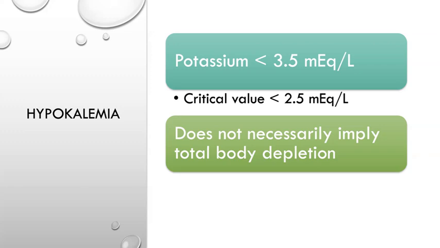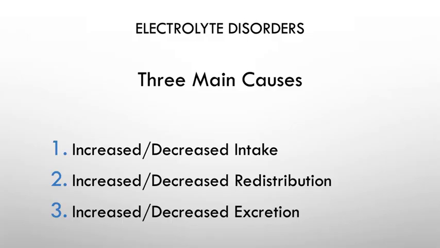An example could be a patient on high-dose furosemide for heart failure, presenting with muscle weakness and a potassium level of 2.8. This is a classic diuretic-induced hypokalemia. The three main causes of hypokalemia are generally increased or decreased intake, increased or decreased redistribution of potassium, and increased or decreased excretion of potassium.